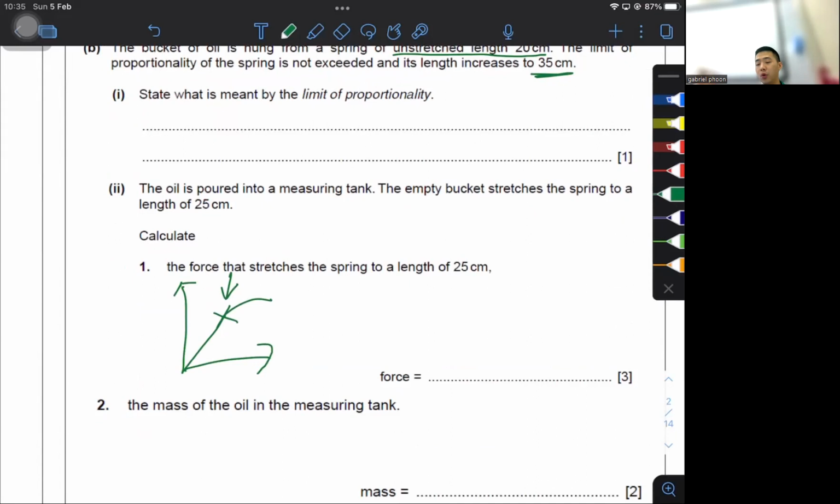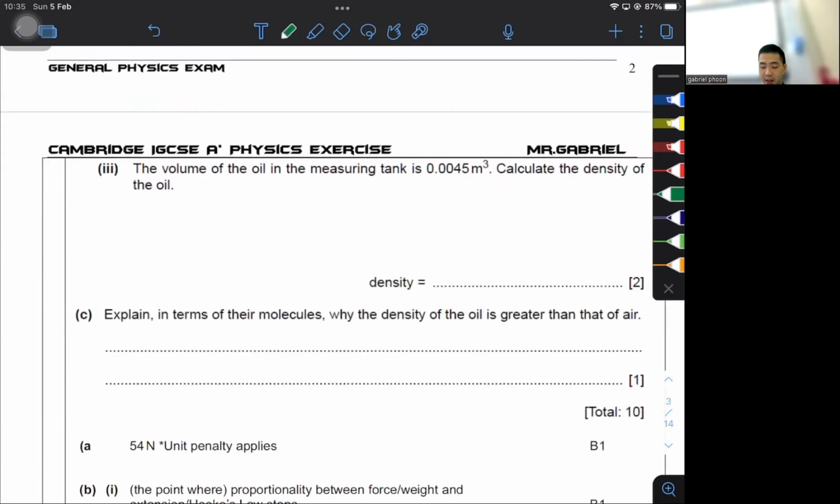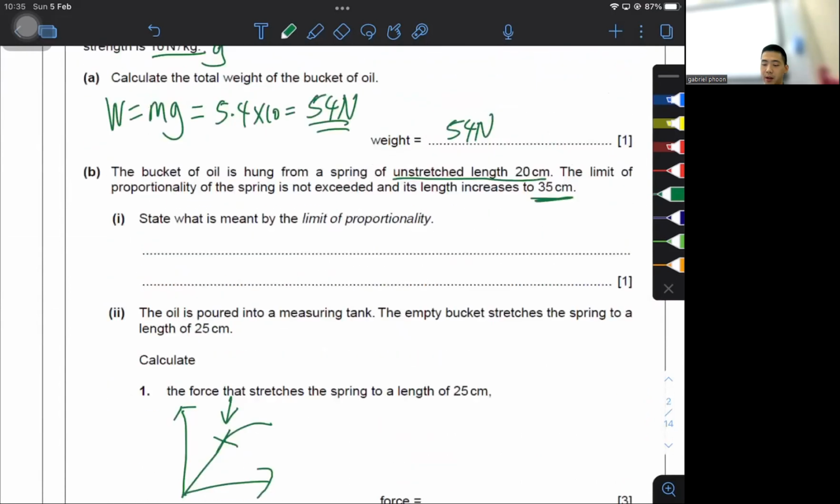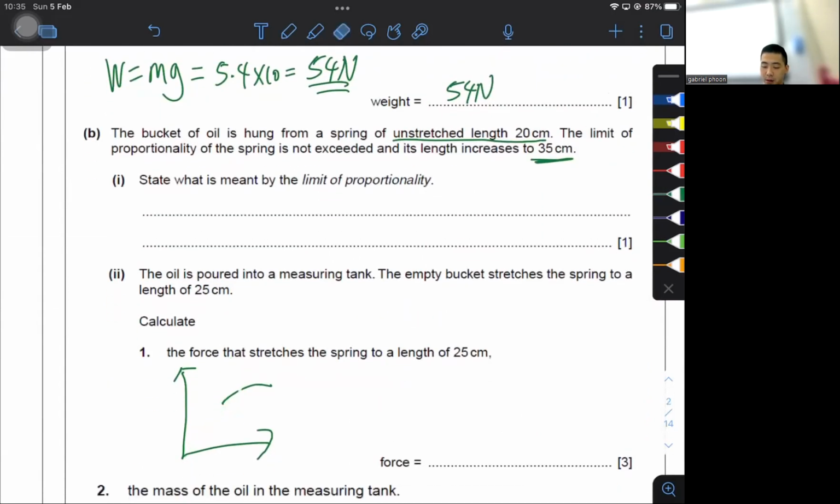However you want to structure it is fine, guys. The mark scheme here gives: the point where proportionality between force and extension stops. It looks very complicated, so I think it's better I write an answer here. You can say anything which explains something similar. It doesn't have to be word by word.